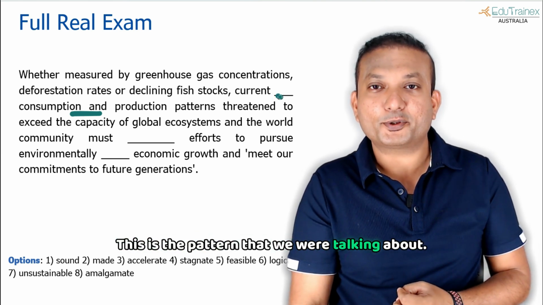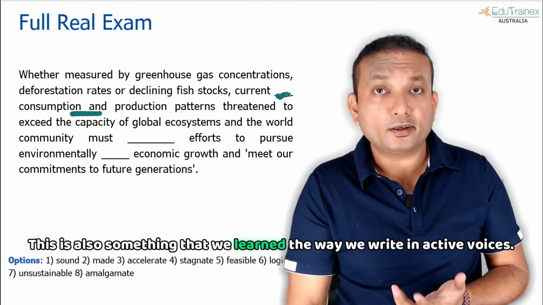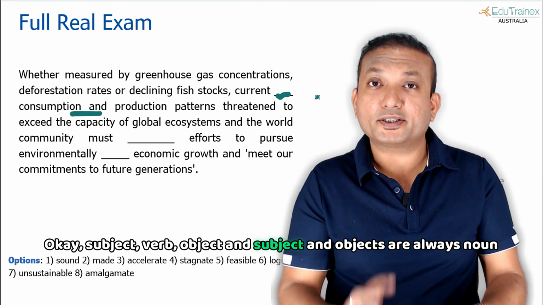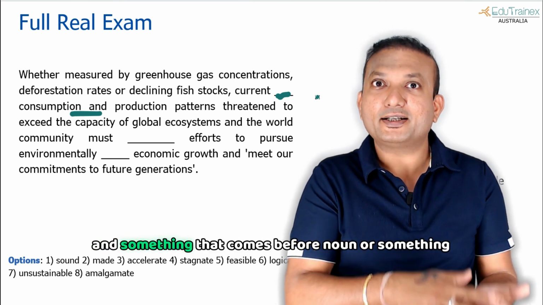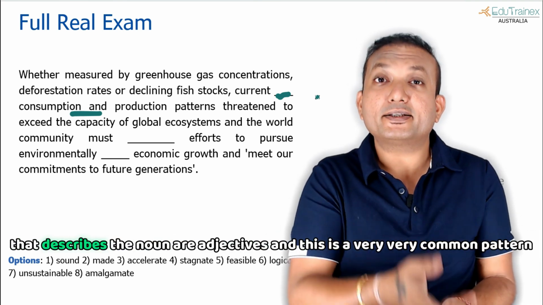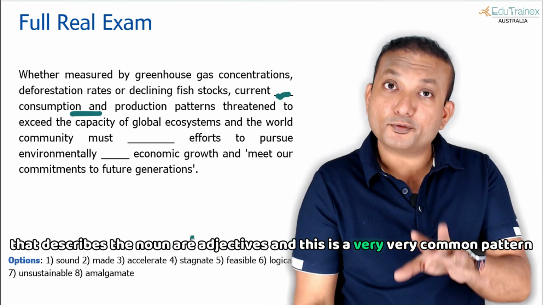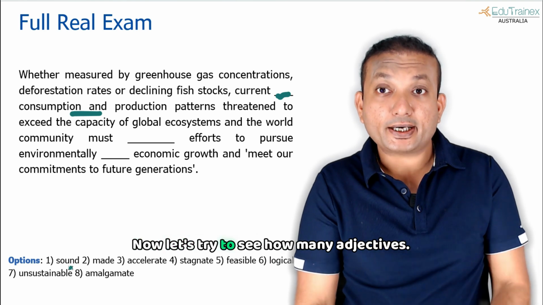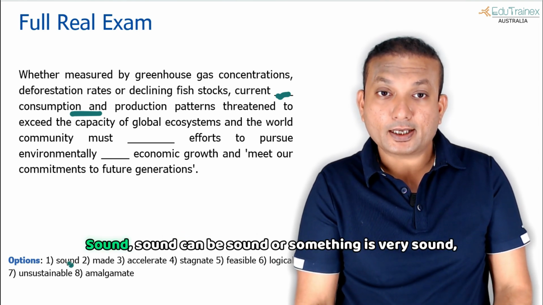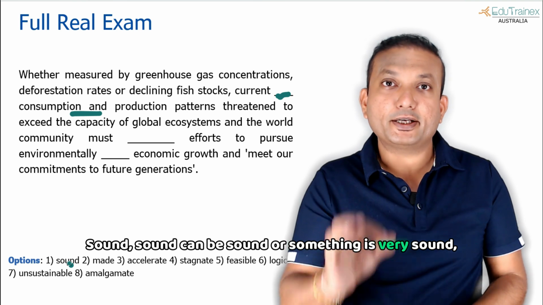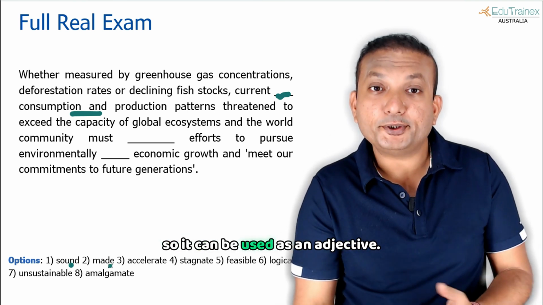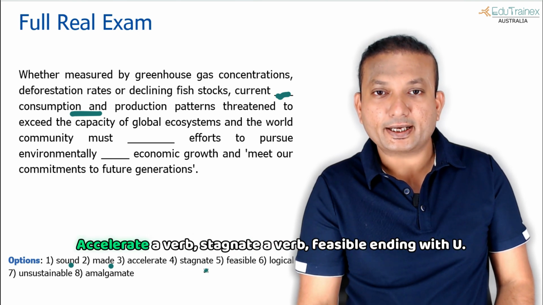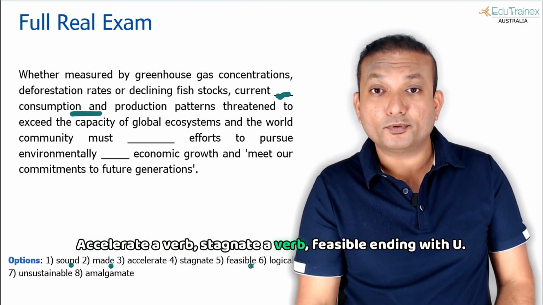This is the pattern that we were talking about. This is also something that we learned, the way we write in active voice: subject, verb, object, and subjects and objects are always nouns, and something that comes before a noun or describes the noun is an adjective. This is a very, very common pattern in the exam. So adjective. Now let's try to see how many adjectives. Sound can be sound, or something is very sound, so it can be used as an adjective. Made is definitely a verb, not an option. Accelerate, a verb. Stagnate, a verb.